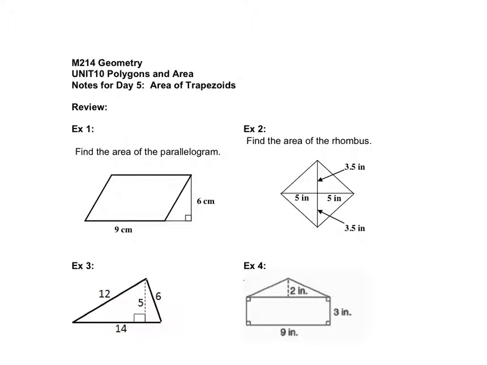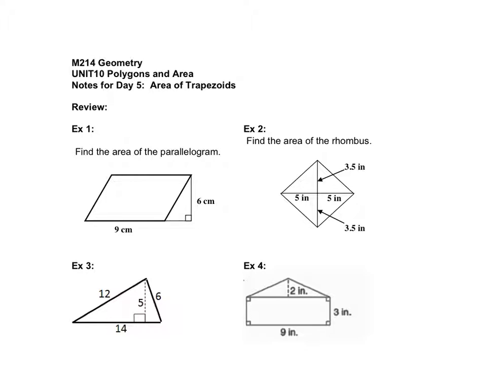Hello, this is notes for day 5 for unit 10 for polygons and area. So yesterday, the day 4 notes, we learned about parallelograms and rhombuses, and we talked about base times height and diagonal times diagonal. So today in these notes, there's a couple things going on.